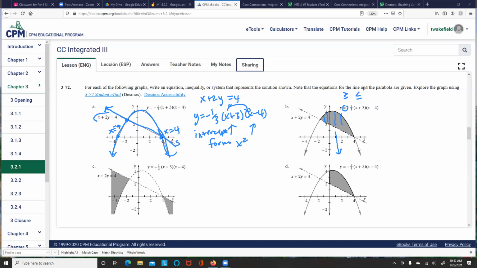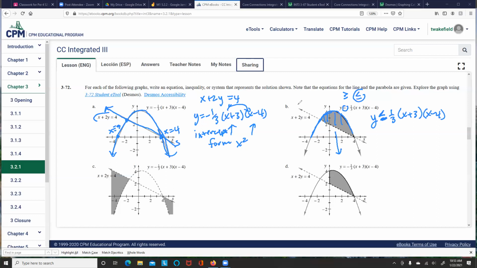Less than. That's less than. So we're going to write the same equation, but we're going to put a less than or equal to. Why do I put the equal to? Because is the line solid or dotted? Solid. So we have to put an equal to sign. Solid line. 1/3 x plus 3 times x minus 4. Okay, so that's one of the equations.